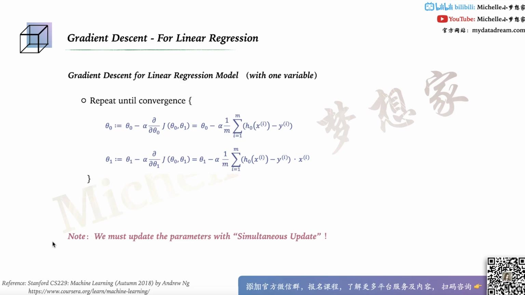Before we move on, let me emphasize an important point. When updating the parameters during each iteration, you must ensure simultaneous updates. If you are not sure what this means or need a refresher, I have explained it in detail in the earlier videos on gradient descent.